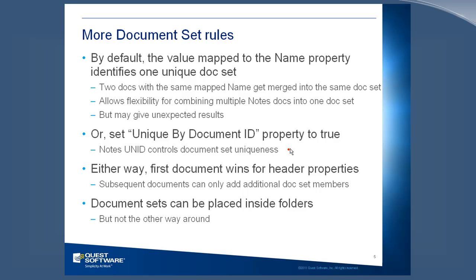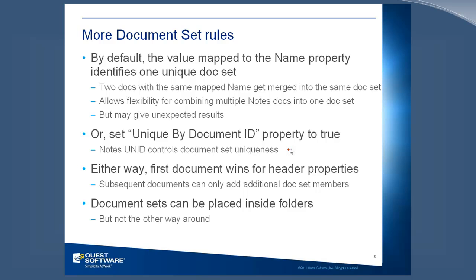So some of the rules to keep in mind. Whatever you map to the name property does become the identifier for a unique document set. So by default, if you have two documents with the same subject field and you're mapping subject to the name property, they're going to get merged into the same document set. And sometimes that's exactly what you want.